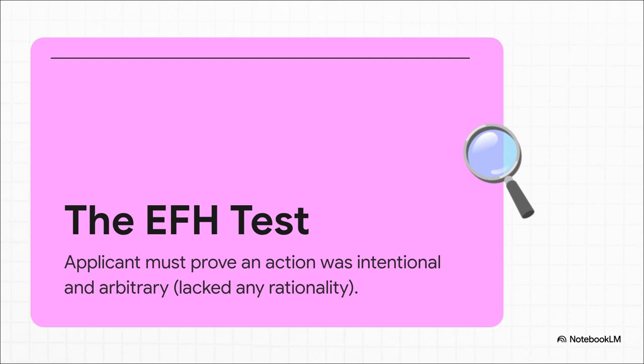It's not enough to show you were treated differently. You have to prove 2 things. 1, that the government did it on purpose, and 2, that their action was completely arbitrary, meaning it had no rational basis whatsoever. And proving both, that is incredibly difficult.